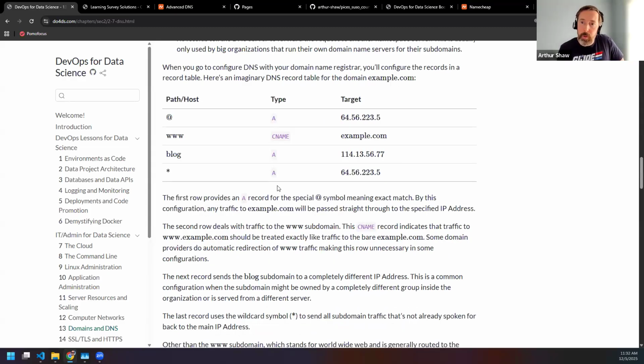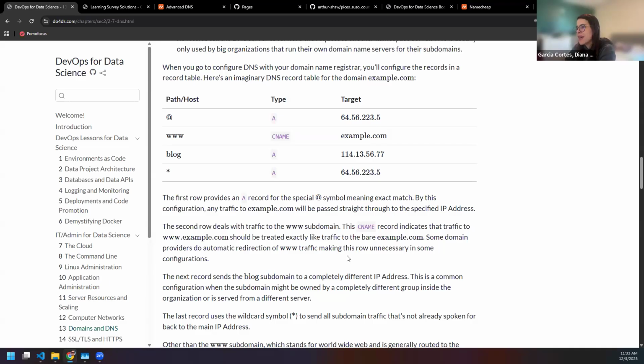Because these are both A-type entries that point directly to an IP address. Okay, and this is just rerouting. This is an alias. It's rerouting it to this. So right here is an exact match: if it's example.com, it comes here. If it's www at example.com, then it's rerouted to example.com, which in turn is this. If it's blog.example.com, then it goes to this IP address. Okay.